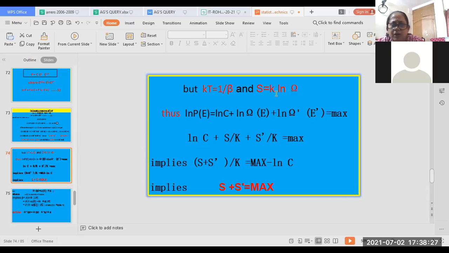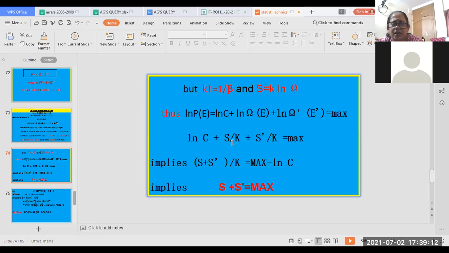Okay. So now you see here, on the left hand side, ln of P of E, keep it as it is. Don't worry about that. After the equality, the first term I have written here is ln C. So what is ln of omega E? It is nothing but S by k. You see, S equals k ln omega. So similarly, ln omega dash, what is that? S dash divided by k. This is equal to maximum. So now you take ln C on the right hand side. Maximum means it is constant. What is on the left side?